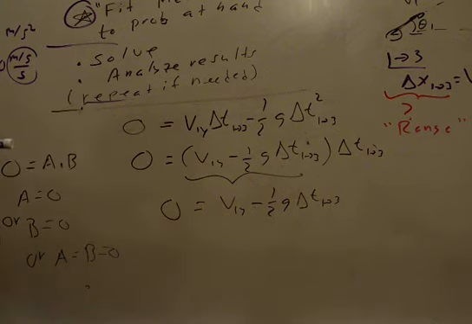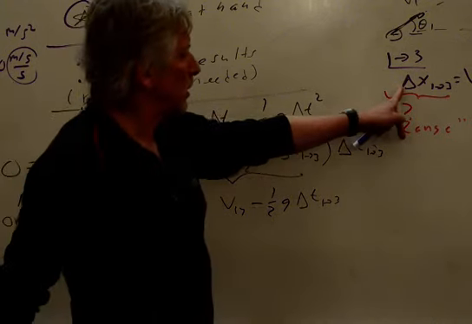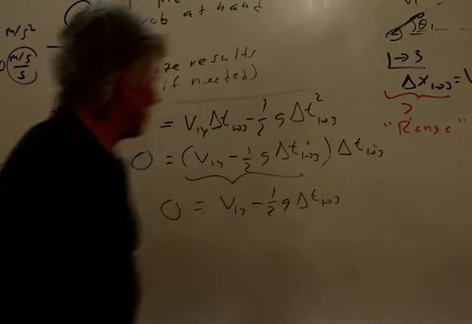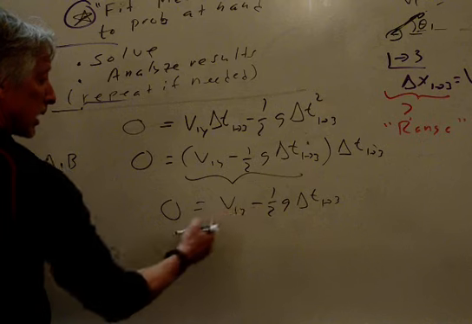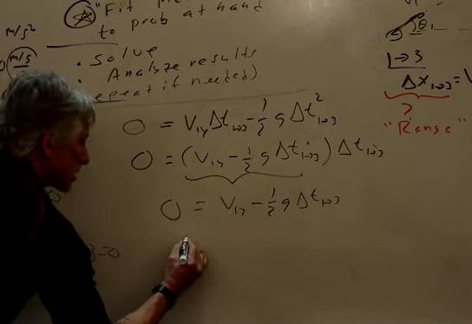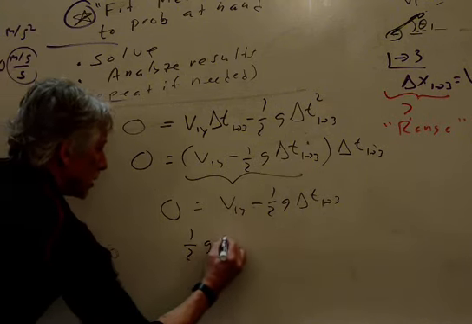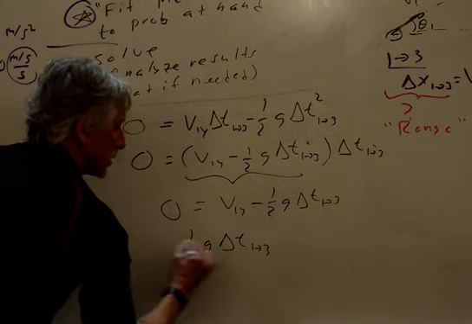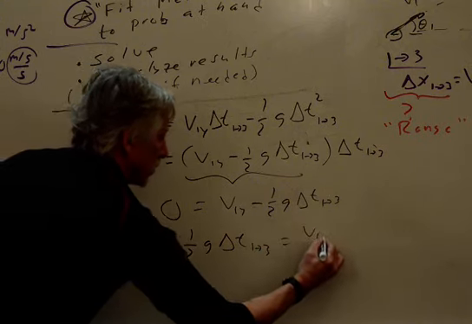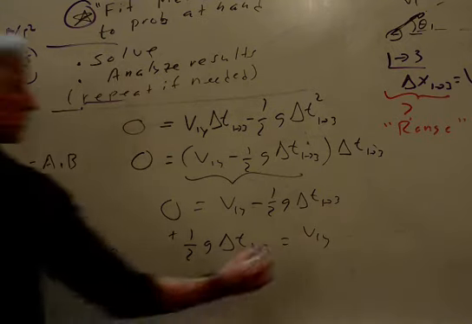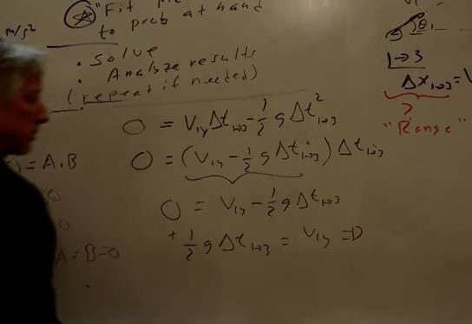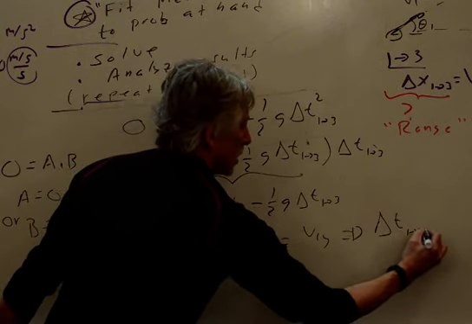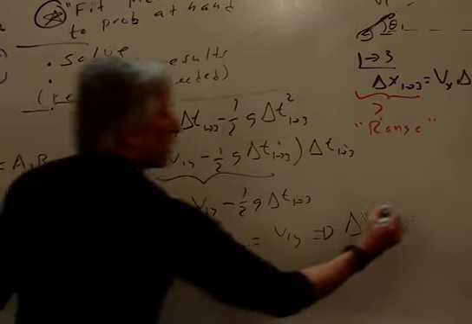So, what am I doing? I'm looking for delta x. Well, I might need that time. So let's pull that out. Let's see the time here. That's 1/2 g delta t 1 to 3. Pull it over here so it's plus, is equal to v1y. You can do the algebra. I'll leave that to you. It's better for you. That's delta t 1 to 3 is equal to 2 v1y over g.